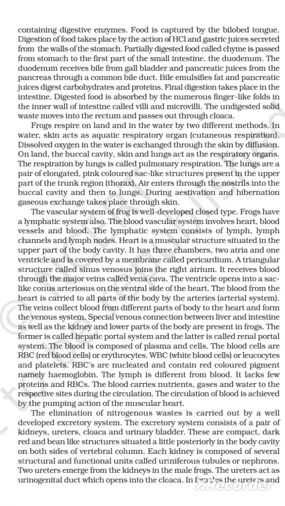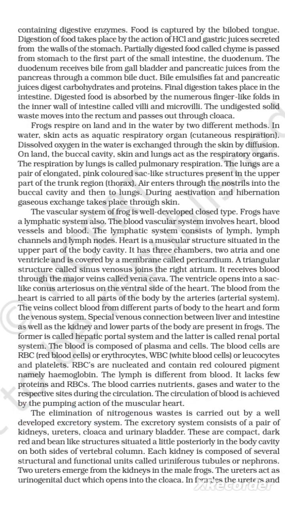The blood is composed of plasma and cells. The blood cells are RBCs, red blood cells or erythrocytes, white blood cells or leukocytes, and platelets. RBCs are nucleated and contain a red colored pigment, namely hemoglobin. The lymph is different from blood. It has few proteins and RBCs. The blood carries nutrients, gases, and water to the respective sites during circulation. The circulation of blood is achieved by the pumping action of the muscular heart.